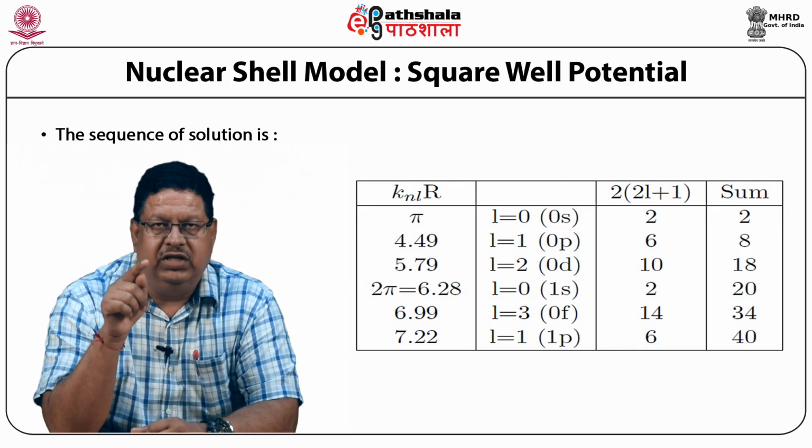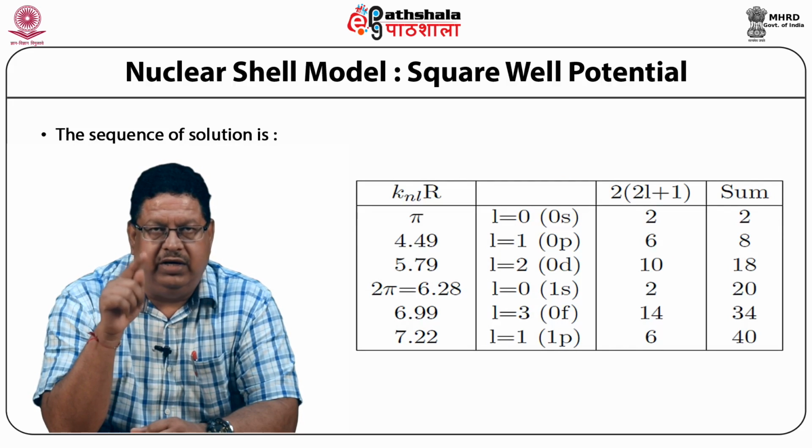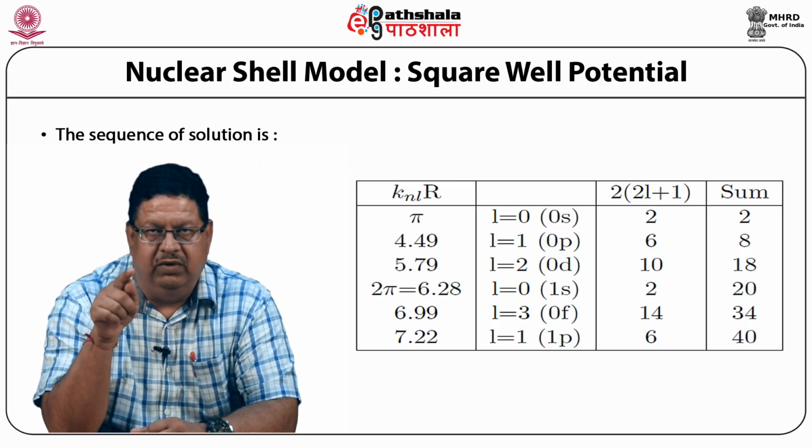Now, nuclear shell model, square well potential. If we look at the solution in this slide, basically a table is given in which the solution of the quantum mechanical problem assuming the square well potential is given. The sequence of the solution is: in the first column, the K and L R values are given. The second column gives the associated orbitals. Then the multiplicity factor is given, that is 2 into 2L plus 1, that is how many nucleons each orbital can occupy. And finally the sum of the number of nucleons up to the levels.